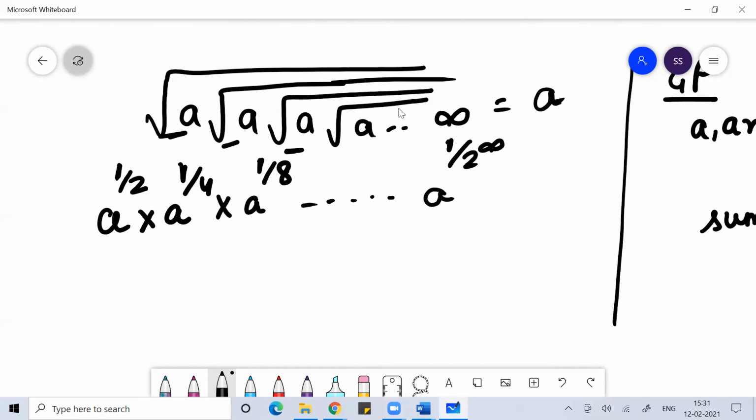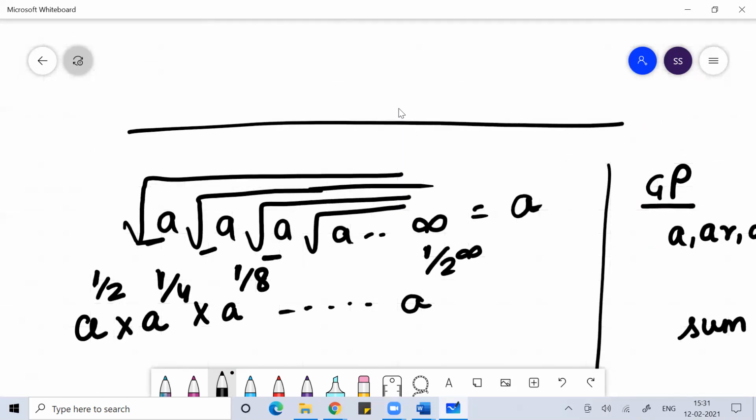Everyone knows this: a to the power m into a to the power n is equal to a to the power m plus n. I hope everyone knows this. And 2 to the power 2 into 2 to the power 3 is 2 to the power 5.